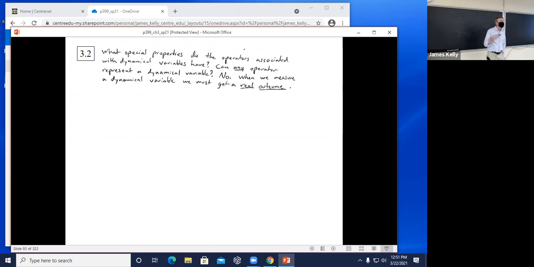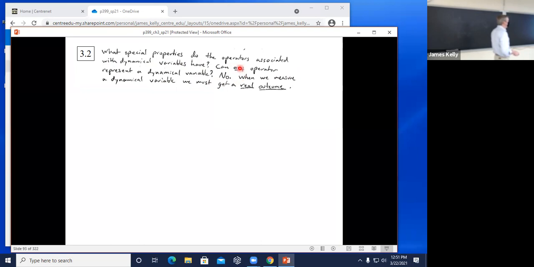That means things that we can measure or properties that describe the state of motion of a particle, at least classically thinking, like position, momentum, total energy, potential energy. Those are going to be the big ones that we use a lot. Can any operator represent some dynamical variable? And the answer is no.